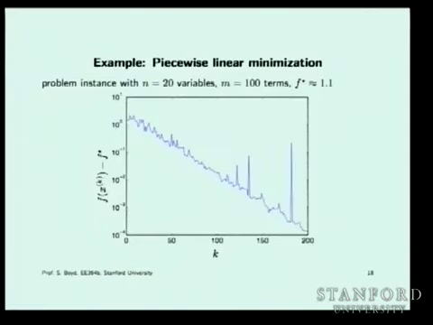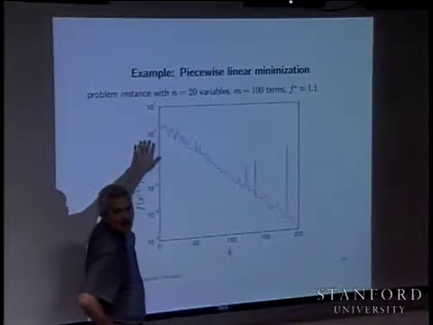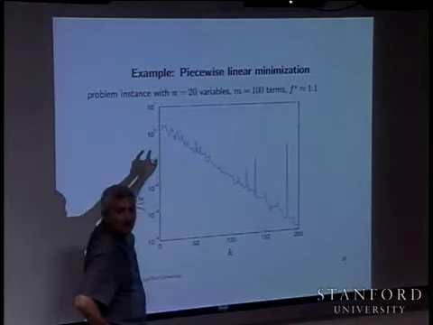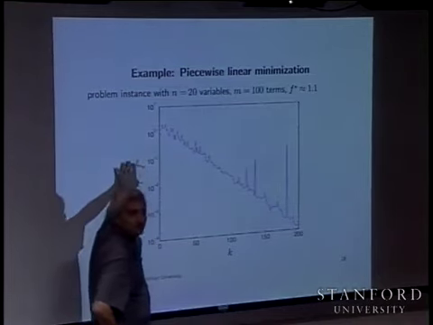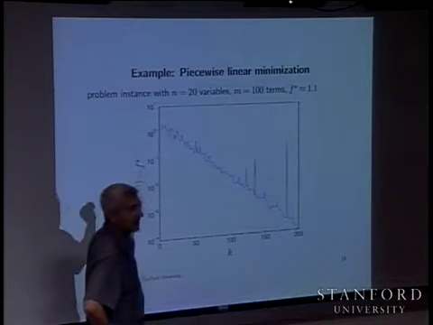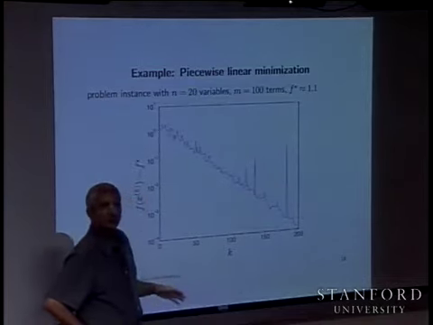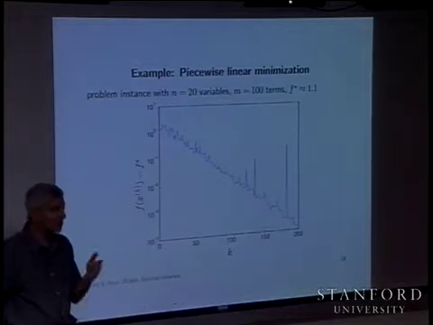So this is a problem we've looked at already several times. It's piecewise linear minimization, with 20 variables, 100 terms, and an optimal value around 1. And let me add, just to make it absolutely clear: if you just had to solve a problem like that, it goes without saying you would not use something like an analytic center. You'd just solve the LP.